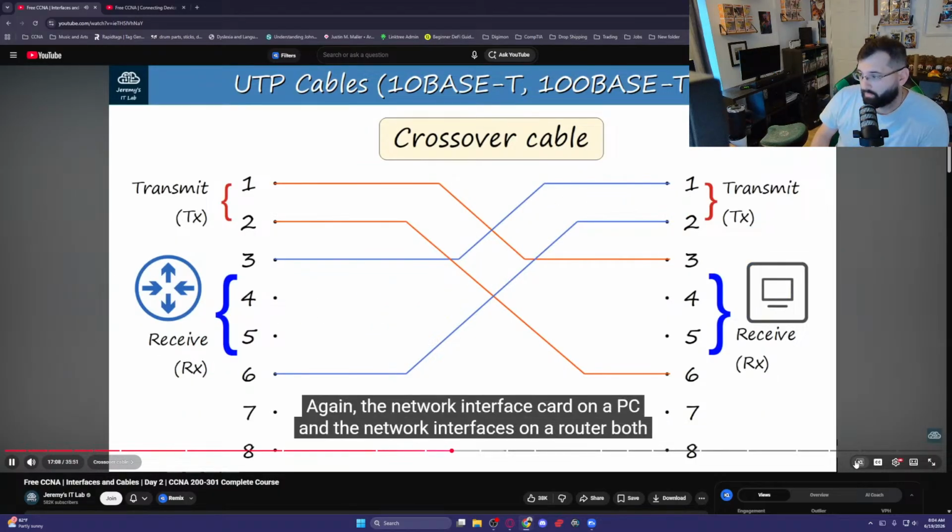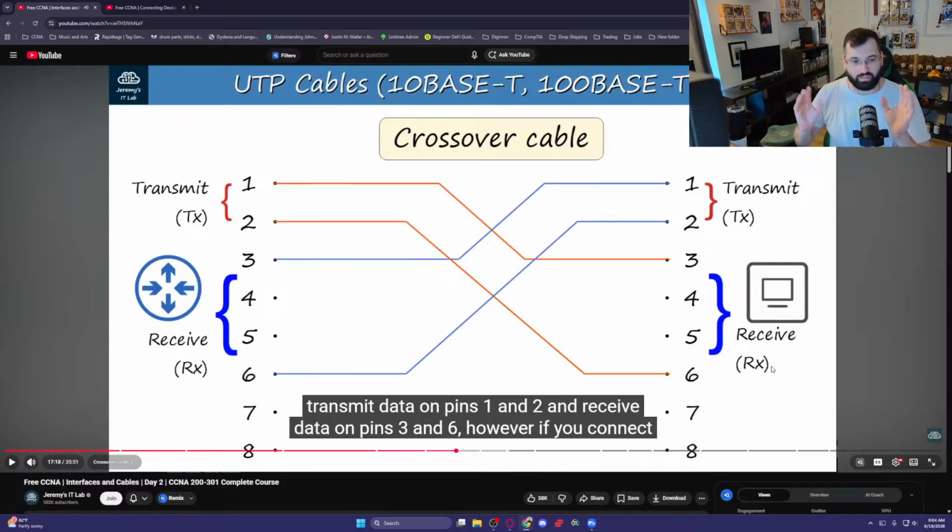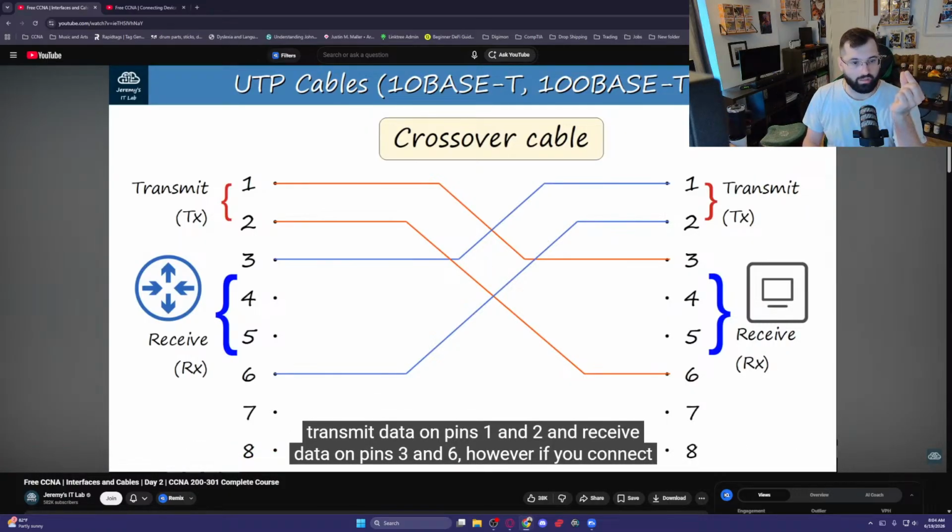Here's another example. Again, the network interface card on a PC and the network interfaces on a router both transmit data on pins 1 and 2 and receive data on pins 3 and 6. So the idea is that it's always a computer, a switch, and a router, and the switch is the middleman. Computers aren't necessarily always plugged into routers. I know we use the word router more as a global term nowadays, like, "Oh, that's my router, it does Wi-Fi and it does my switching," like an all-in-one kind of thing. But routers are kind of different.